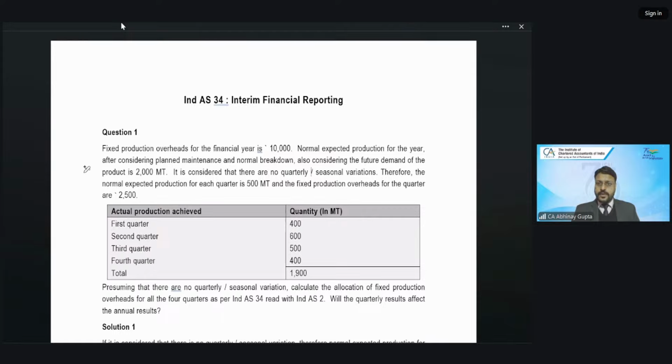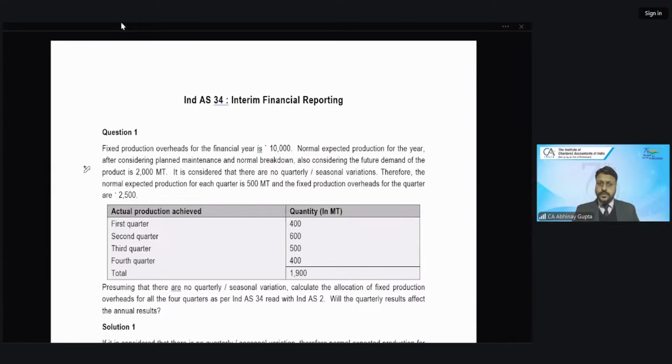So now the next standard is Ind AS 34, interim financial reporting. So when we prepare quarterly results for any company, or half yearly results or half yearly balance sheet, listed companies prepare quarterly results and publish them, right? So which standard do we need to follow for preparation of those results? Ind AS 34, interim financial reporting, right?